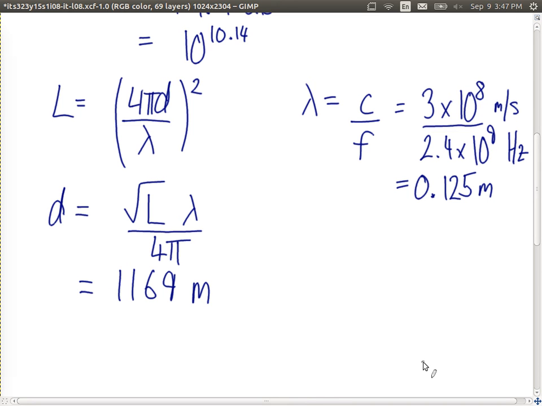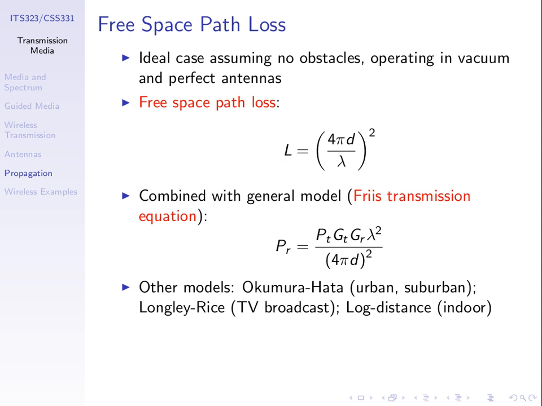There are other models, other equations that try to approximate if we're inside. In this course, I think we will not see them, but the free space path loss model is quite easy, this equation. There are others. There's some for inside a city with different obstructions and different reflections. There's some for TV broadcasts, say from a TV station to your home. And there's some for indoor modeling, that is when there are walls and ceilings and so on, to try to accurately model how far can we transmit to produce a particular path loss. Let's stick with free space path loss for now.